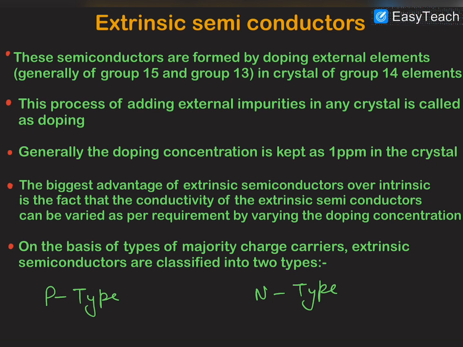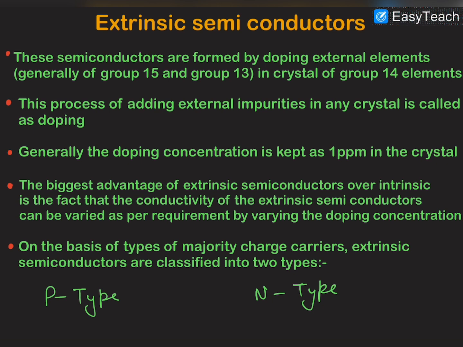concentration of doping is 1 ppm, which means that it is 1 atom of external impurity per million atoms of base material. Now the biggest advantage of extrinsic semiconductors is the fact that we can control the conductivity of extrinsic semiconductors by controlling the amount of doping, because if we have to increase the conductivity of the crystal, we can increase the number of charge carriers by increasing the doping concentration.